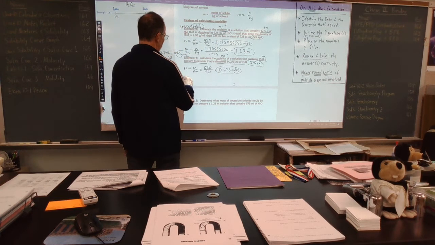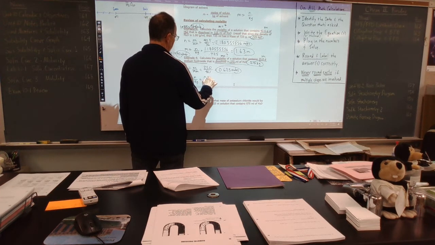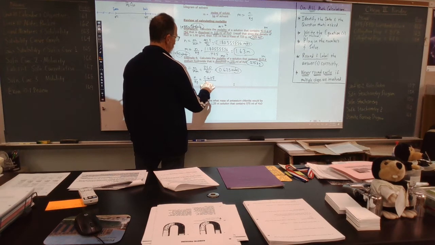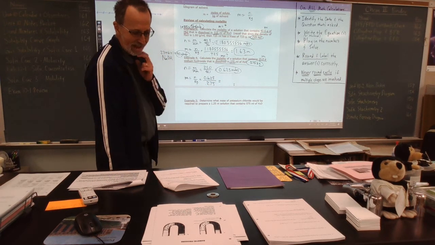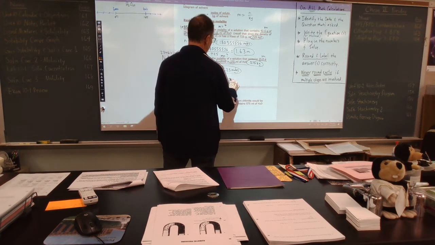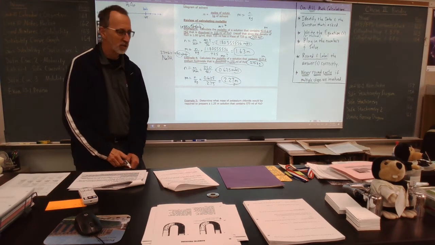And then to find the molality, we had 0.625 moles over the kilograms of our solvent, water, 0.275. And again, this one would also be rounded to 3 sig figs, 2.27 m.